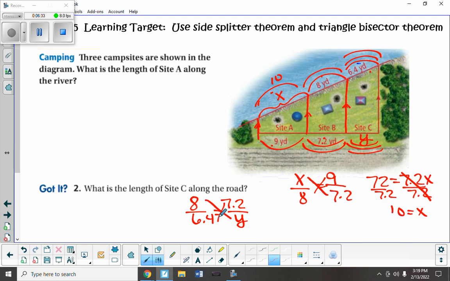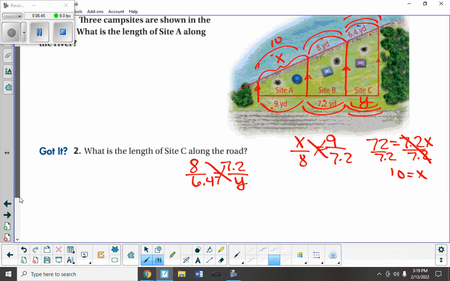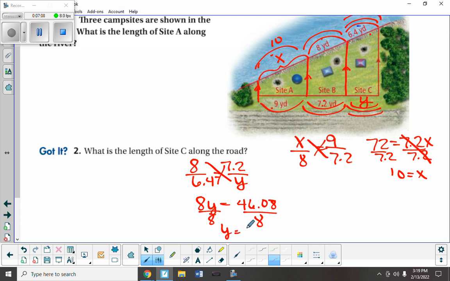Cross multiply. Let me grab my calculator to deal with those decimals. So we have 8 times y equals 6.4 times 7.2, and 6.4 times 7.2 is 46.08, and then we divide by 8, and y equals 5.76. So those would both be yards.